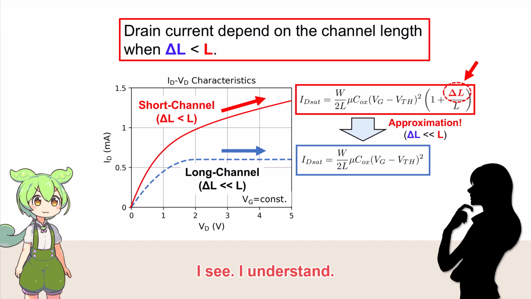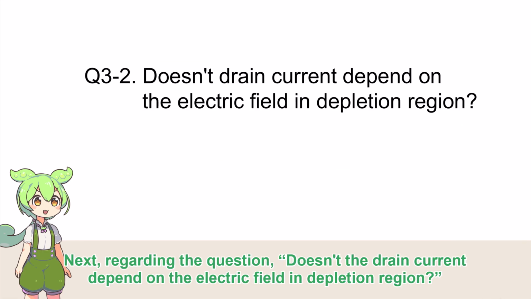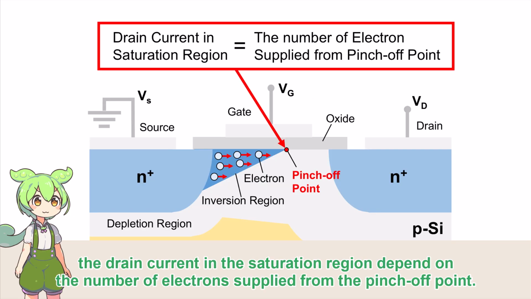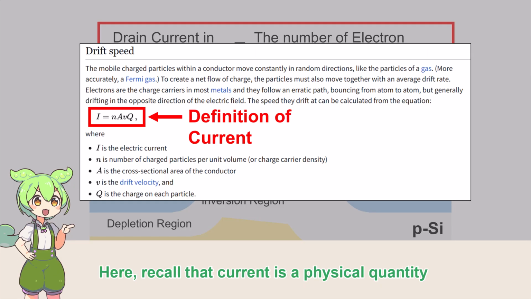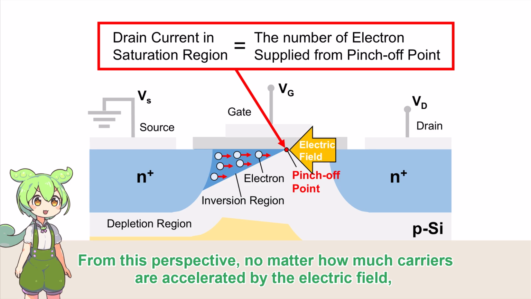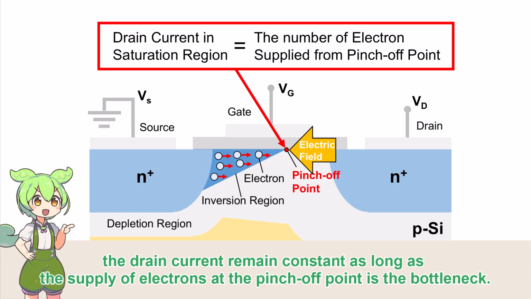I see. I understand. Next, regarding the question, doesn't the drain current depend on the electric field in depletion region? The answer is no, it doesn't. The reason is simple. The drain current in the saturation region depends on the number of electrons supplied from the pinch-off point. Here, recall that current is a physical quantity defined as the number of electrons passing through a certain cross-section per unit time. From this perspective, no matter how much carriers are accelerated by the electric field, the drain current remains constant as long as the supply of electrons at the pinch-off point is the bottleneck.